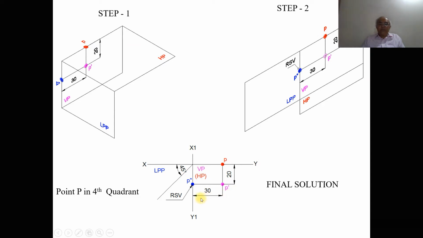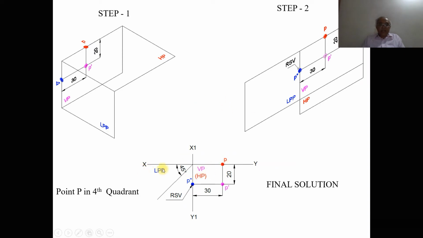Then the distance with respect to the profile plane, which is 30 mm, is seen in both VP and HP. So from the X1 Y1 line you measure 30 mm and draw a vertical projector. And from the XY line you measure 20 mm and draw a horizontal line below the XY line, so that both are going to intersect at this point. So you mark this point as P dash. Since it is lying on VP, obviously it will be on HP, so it will be on the XY line, and mark the point as P.